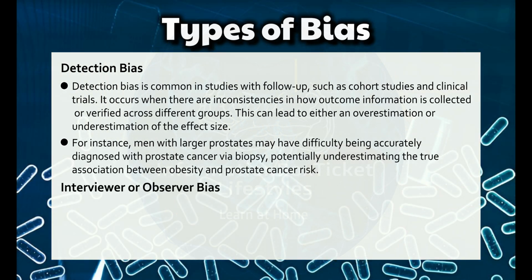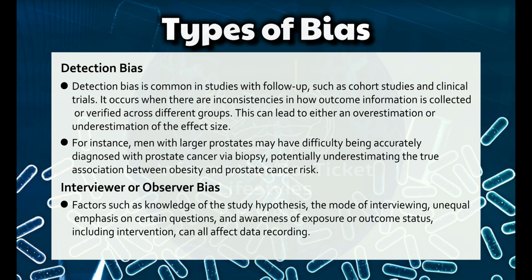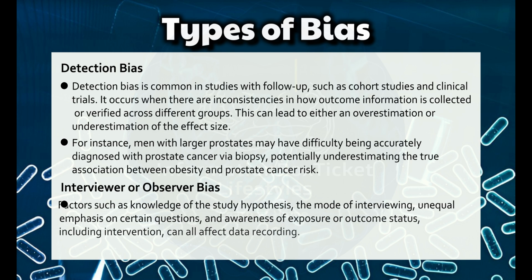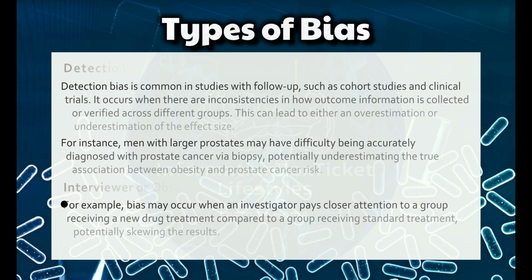Interviewer or observer bias. Interviewer or observer bias arises from various factors within the study, primarily due to inconsistencies in assessing exposure history between cases and controls, or in measuring outcomes between exposed and unexposed groups. Factors such as knowledge of the study hypothesis, the mode of interviewing, unequal emphasis on certain questions, and awareness of exposure or outcome status, including intervention, can all affect data recording. For example, bias may occur when an investigator pays closer attention to a group receiving a new drug treatment compared to a group receiving standard treatment, potentially skewing the results.